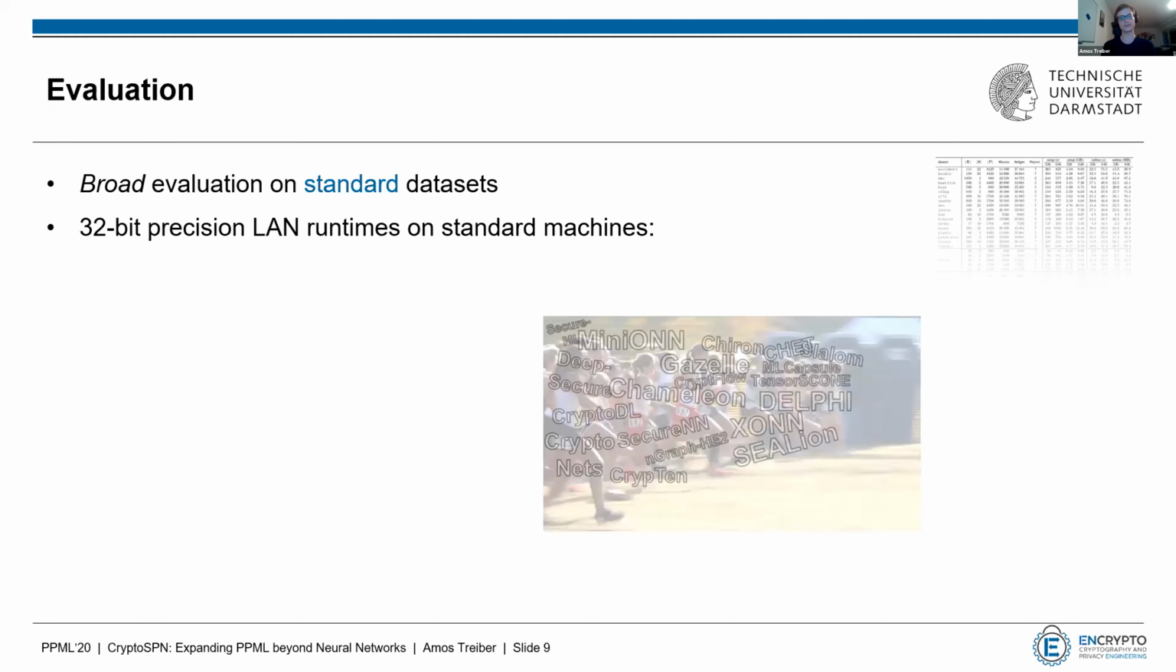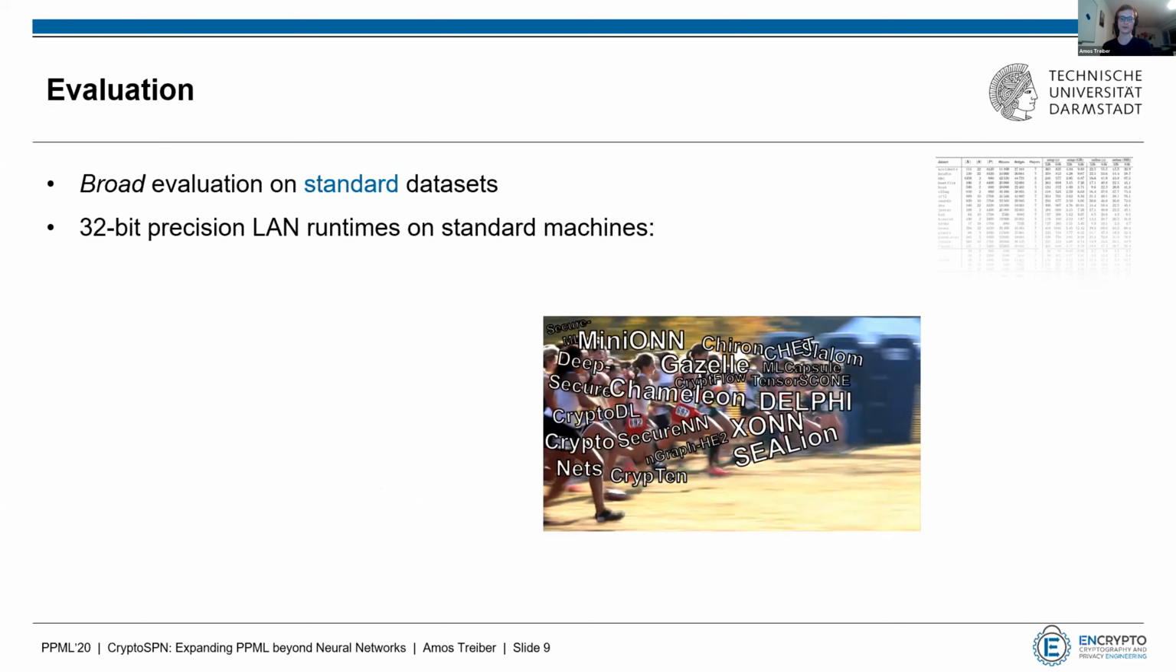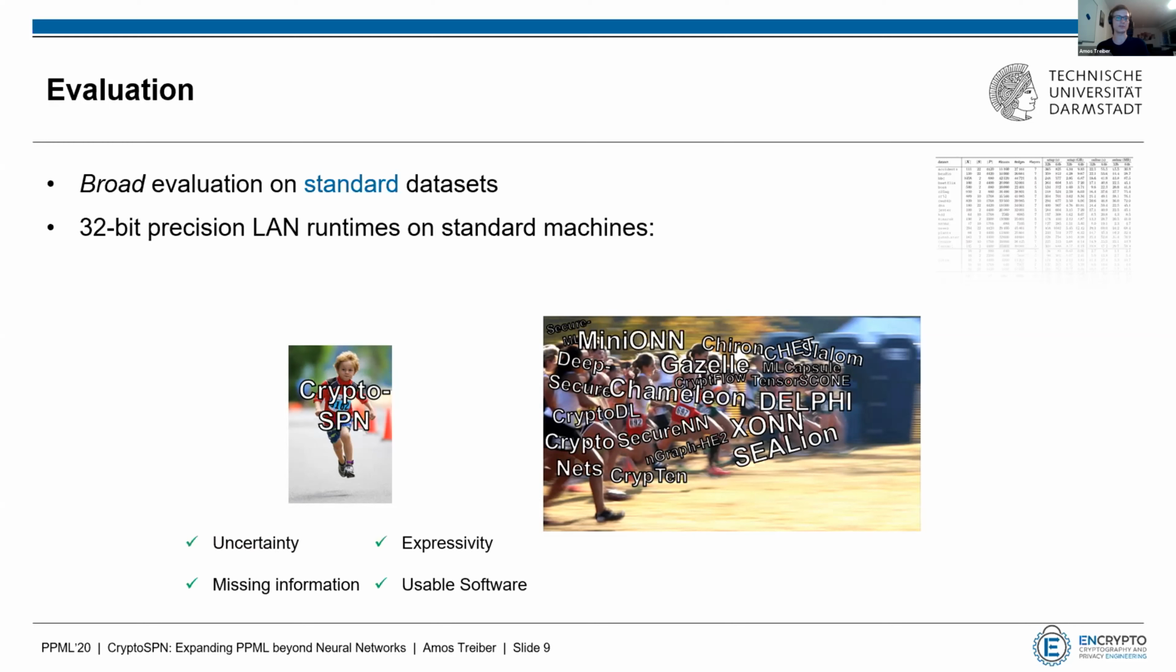The obvious question is, of course, how does this compare with the related work? And the answer is that you can't really compare SPNs and neural networks because they serve very different purposes. What we can do is compare them in terms of sophistication. In that regard, CryptoSPN is still very much in its infancy, and there's lots of optimizations that can still be deployed. We do have the advantages of the model, which is, as I said, the uncertainty, dealing with missing information, its exactness, and also we have software that is usable by machine learning experts.